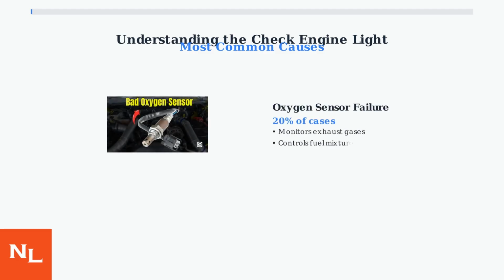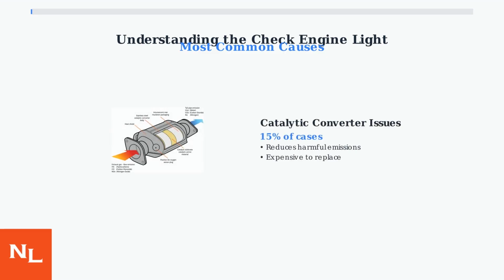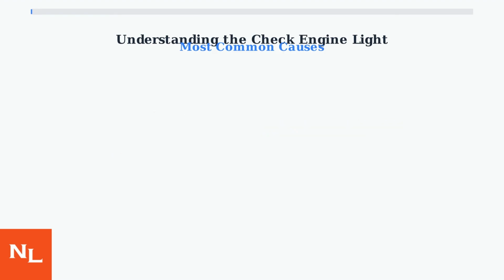Oxygen sensor failure accounts for 20% of check engine lights. These sensors monitor exhaust gases to help the engine maintain proper fuel mixture for optimal performance and emissions. Catalytic converter issues cause 15% of check engine lights. This critical component reduces harmful emissions by converting toxic gases into less harmful substances.